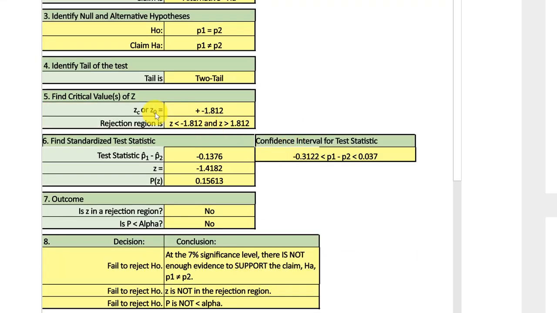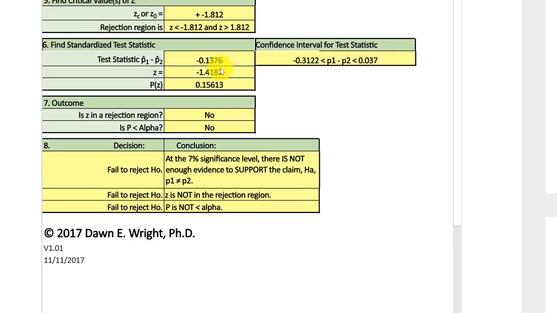And as we scroll down, we get our critical value of Z plus and minus 1.812. It gives us the rejection region. Any standardized test statistic Z less than minus 1.81 or greater than positive 1.81 would be in the rejection region. It calculates the test statistic, which is just the difference in the two proportions. It gives you the confidence interval around that test statistic. It gives us our standardized test statistic of minus 1.42, and it gives us the p-value of 0.15.